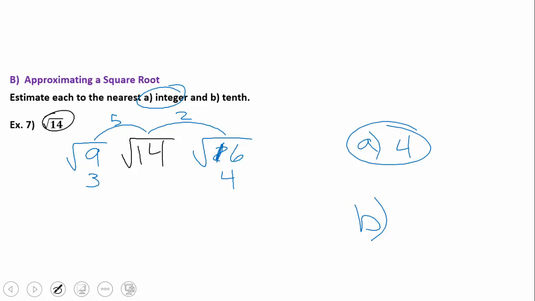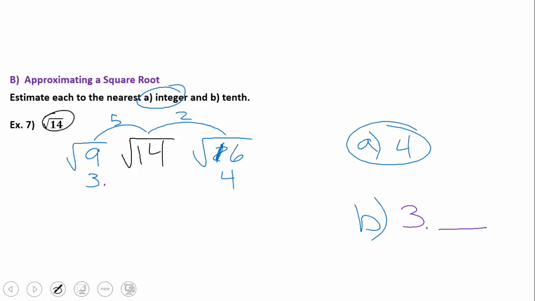B is a little bit more complicated, but not much. So let's take a look. Here's how it's done. First of all, I know that the square root of 14 falls between 3 and 4. So my answer has to be 3 point something. It has to be 3 point something.